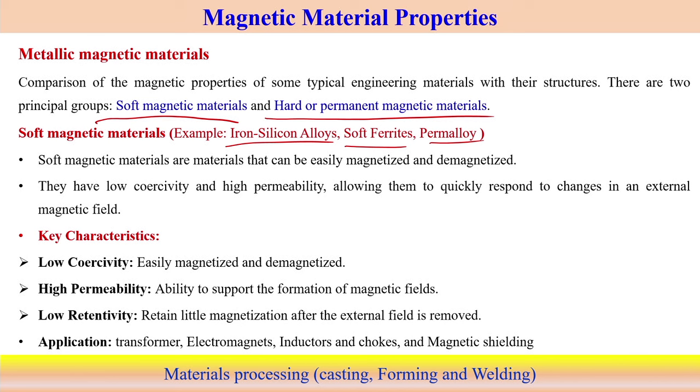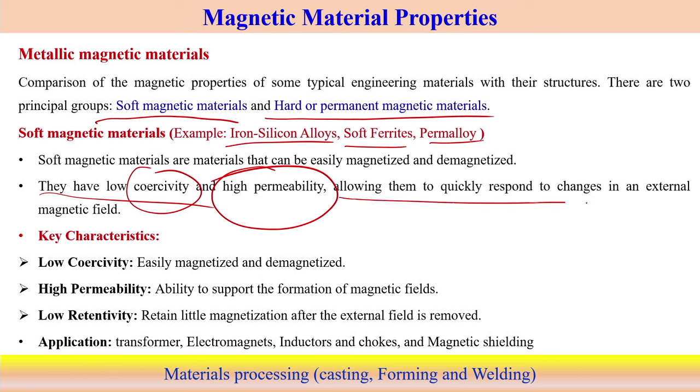Soft magnetic materials are materials that can be easily magnetized and also demagnetized. Whenever there is a need to create some magnetic effect, we can use soft magnetic materials. In this case, they have low coercivity and good permeability, which means we can very quickly induce the magnetic flux, and similarly demagnetize very quickly. So they are able to respond quickly to changes of the external magnetic field.